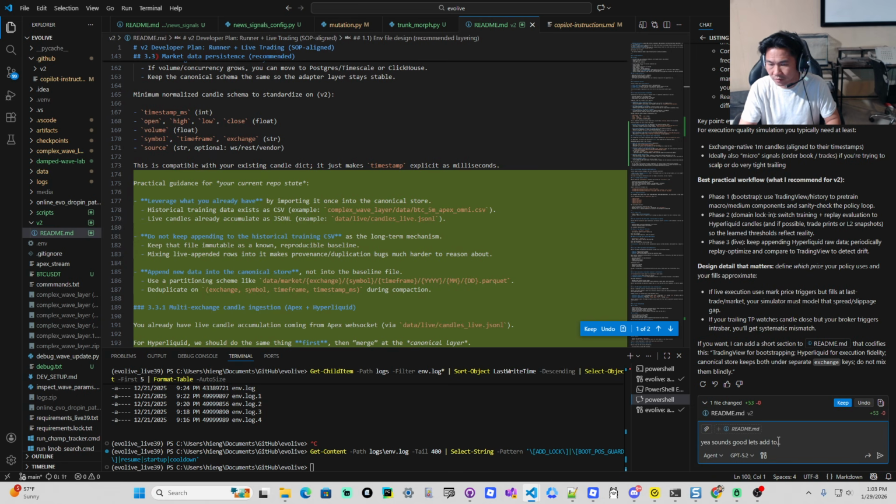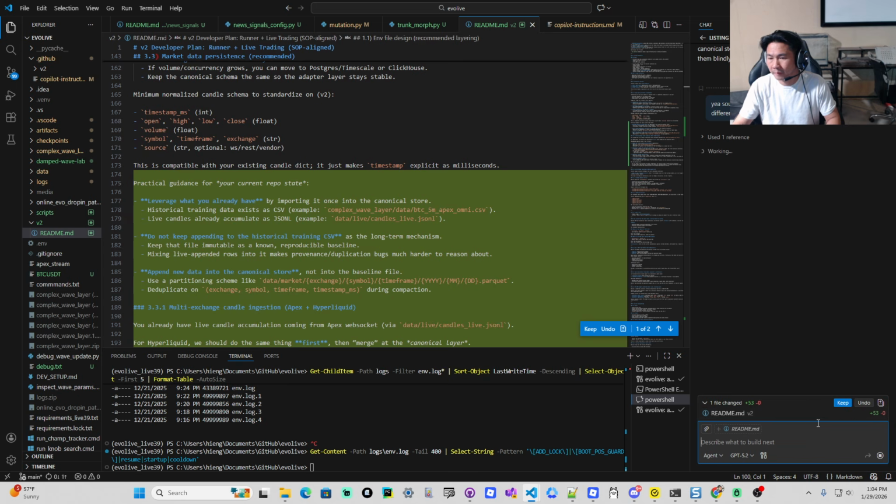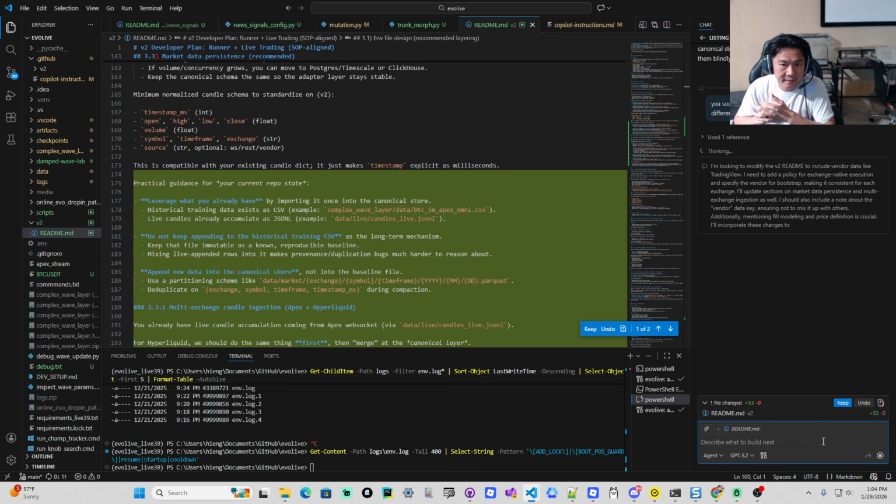Let's add to the plan that if it trades on a different exchange, it does the same. Alright, so we're going to do that plan, and normalize times.